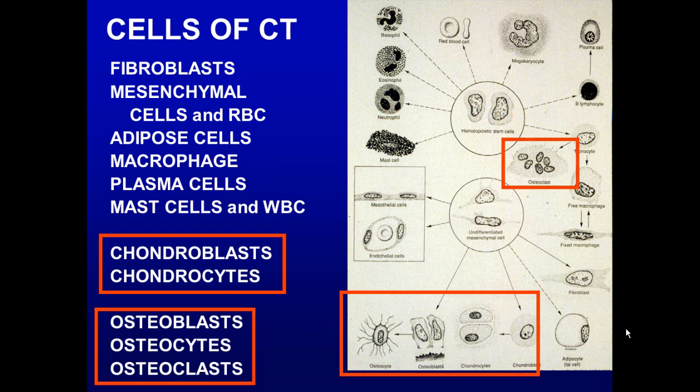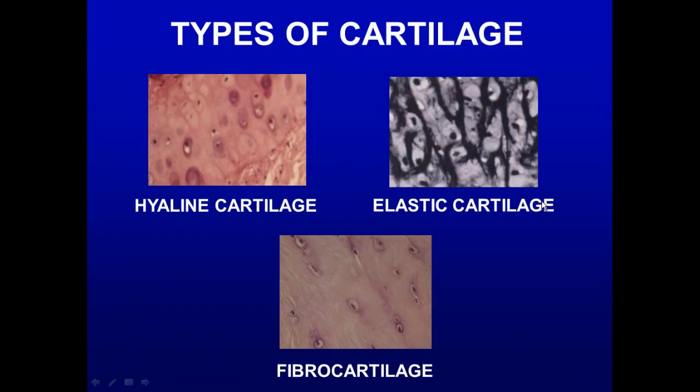All the white blood cells, fibroblasts, a host of cells are produced from there. But in addition to that, there are 5 cells associated with cartilage and bone. We have the chondroblast, which gives rise to chondrocytes. You have the osteoblasts, which give rise to osteocytes. And then we have the osteoclasts, which are derived from monocytes. It's a macrophage-like cell, a multinucleated phagocytic cell.